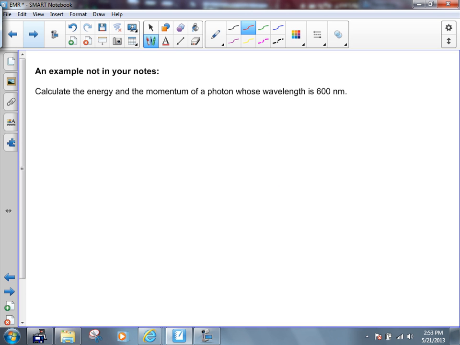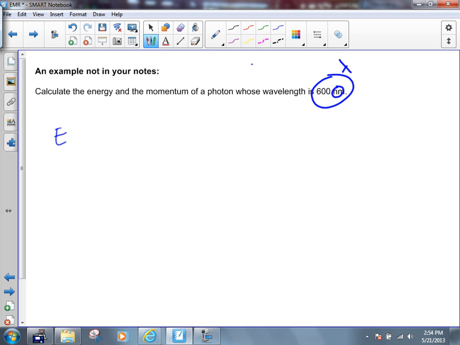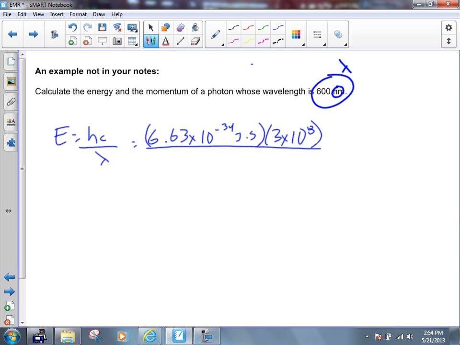Let's take a look at an example that's not in your textbook. It says, calculate the energy and the momentum of a photon whose wavelength is 600 nanometers. The energy is old for us, right? We've done that for a week now. The energy is simply E is equal to hc over lambda. Easy enough. Let's do this in joules. 6.63 times 10 to the minus 34 joule seconds times c, 3 times 10 to the 8, divided by lambda, 600 times 10 to the minus 9. I'm not going to forget to convert that because I've circled the nanometers there.